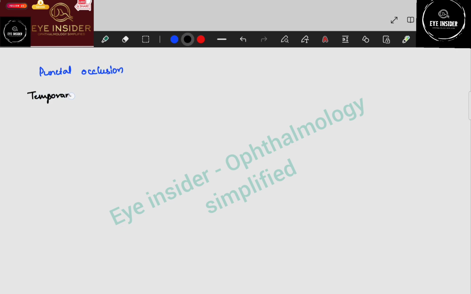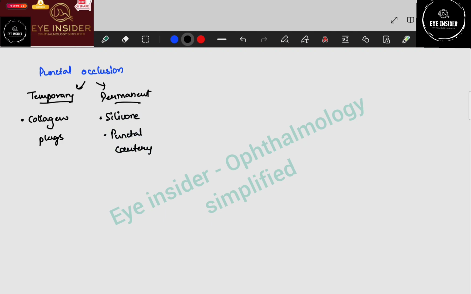And just a note on punctal occlusion, it can be either temporary or permanent. We can use collagen plugs for temporary, whereas permanent occlusion can be done with silicone plugs, punctal cautery, diathermy, or laser coagulation of the punctum.